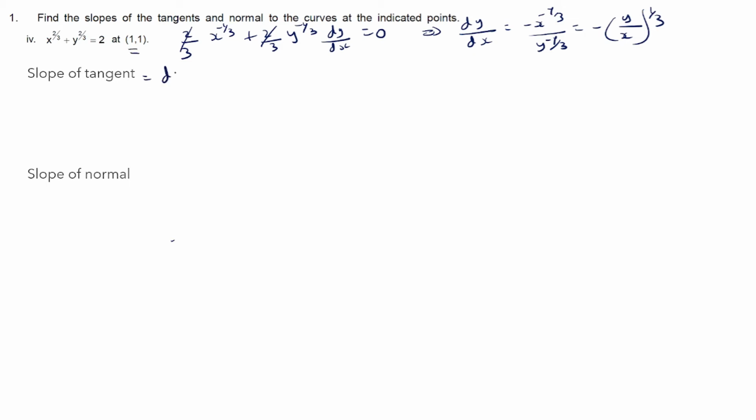Now here it is asked for the slope of the tangent at 1, 1. So slope of the tangent is dy by dx at 1, 1. So it is minus (1) the whole raised to 1 by 3, which is minus 1. Now the slope of the normal is minus 1 by this value. So slope of the normal is 1.